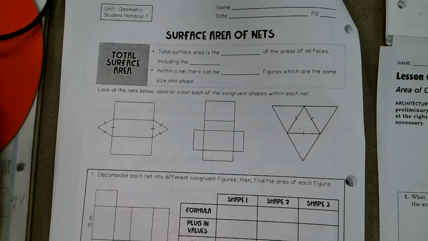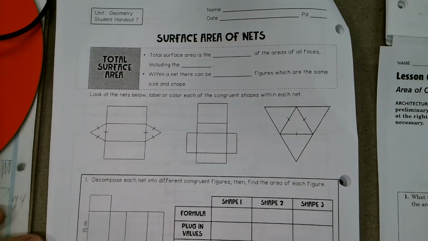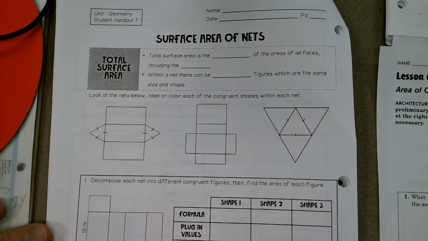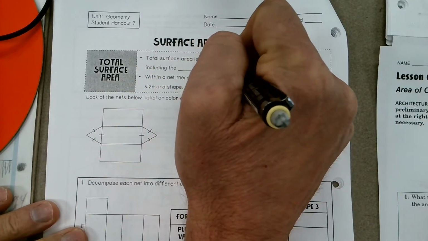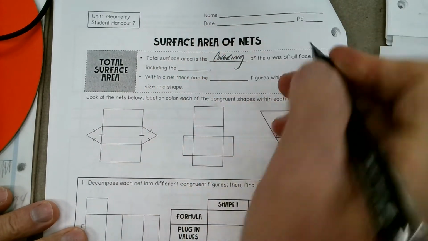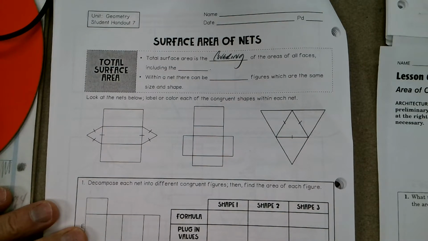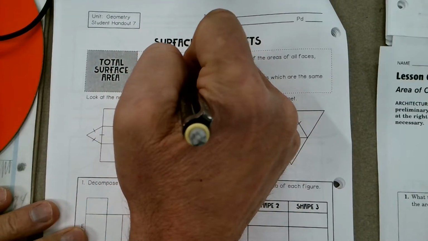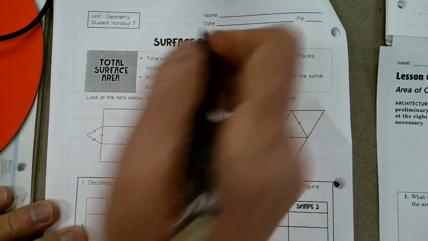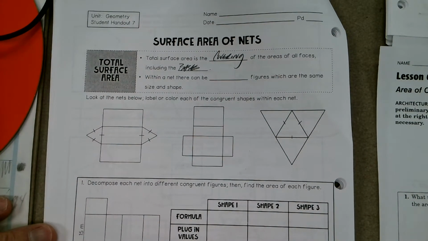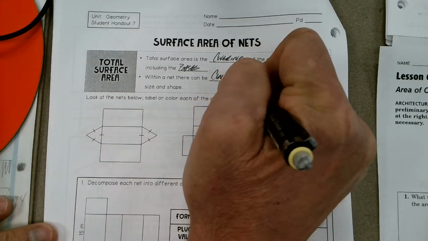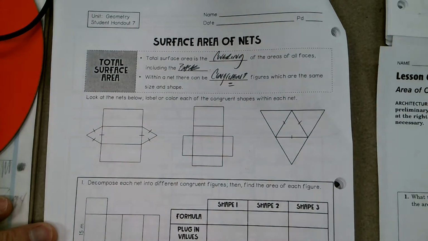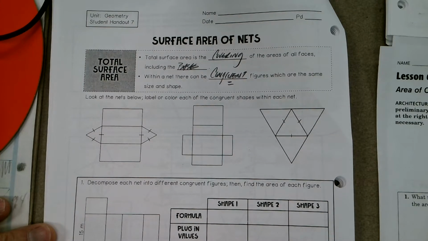Okay, so we found out that a net was really a two-dimensional flat object of a three-dimensional figure. Total surface area is the covering of the areas of all faces, including the bases, right? Within a net, there can be congruent, which means equal, figures which are the same size and shape.